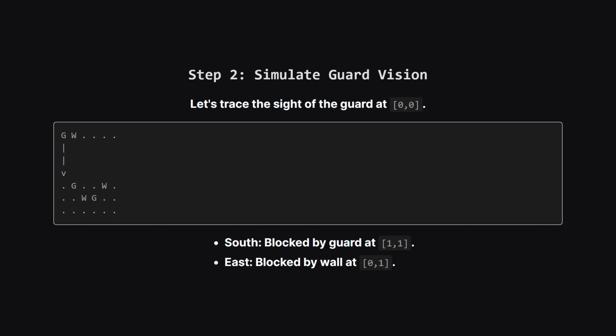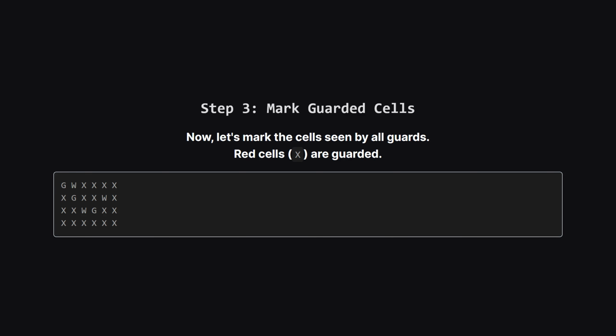Okay, let's start with the guard in the top left corner. If it looks east, it immediately sees the wall right next to it, so its vision stops. If it looks south, it sees down until it hits the other guard at row 1, column 1. So its line of sight is blocked there too. If we do this for every single guard, we can start marking which cells are guarded. In the diagram, the red cells are all the spots that at least one guard can see. Notice how a guard's vision can be blocked by another guard, like the one at the top left, or by a wall, like the guard in the middle row.